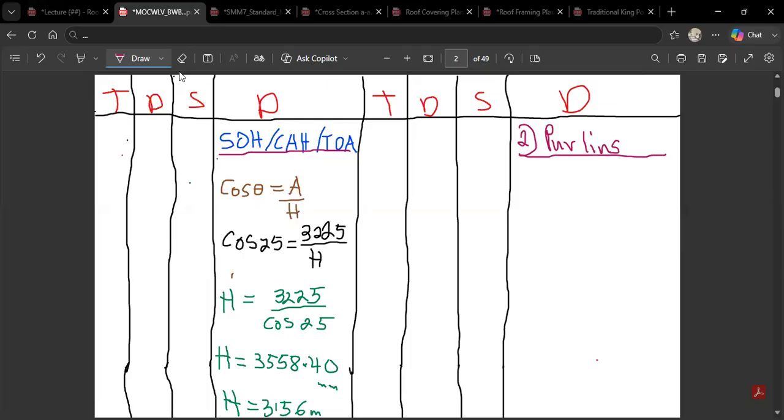Good. So as I was saying initially, what is the length of the building? The length of the building is 13350. So the length is equal to 13350 millimeters. Okay, good.